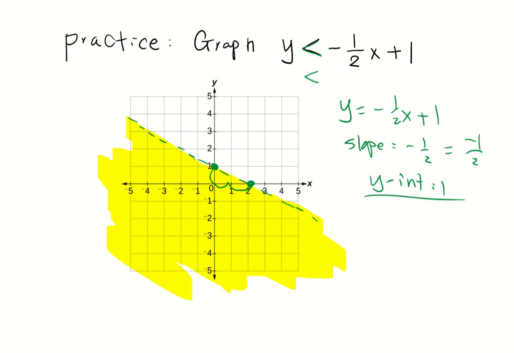Of course, you can also use a test point to decide which half to shade, and you'll get the same half. You'll get the same answer.